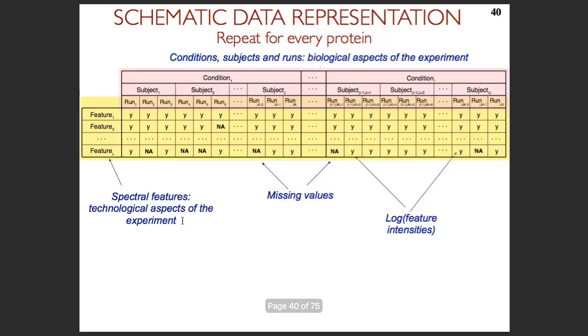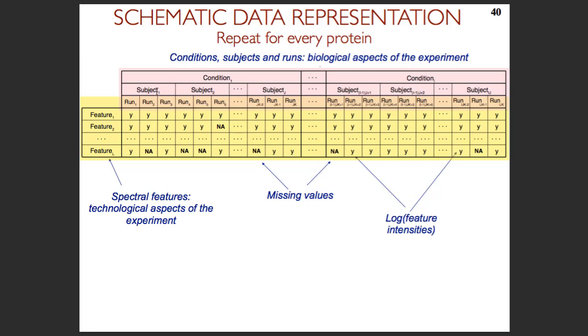Okay, and so now this will be our mental scheme, an abstraction that we use to represent the data from these experiments. In this table, this is one particular protein, so each column is a run, and the runs have groupings. First they have groupings in terms of technical replication, if it's present, if it's absent, no problem. But if it's present, we will have multiple technical replicate runs per subject.